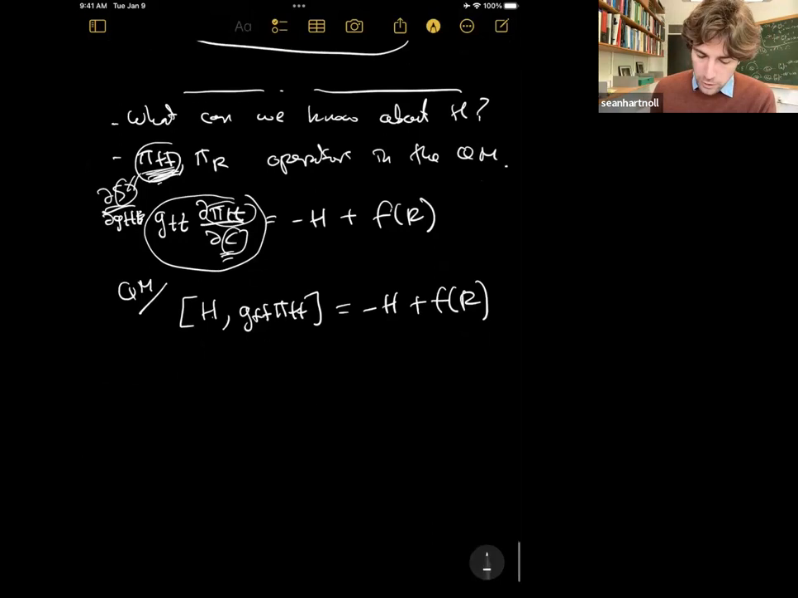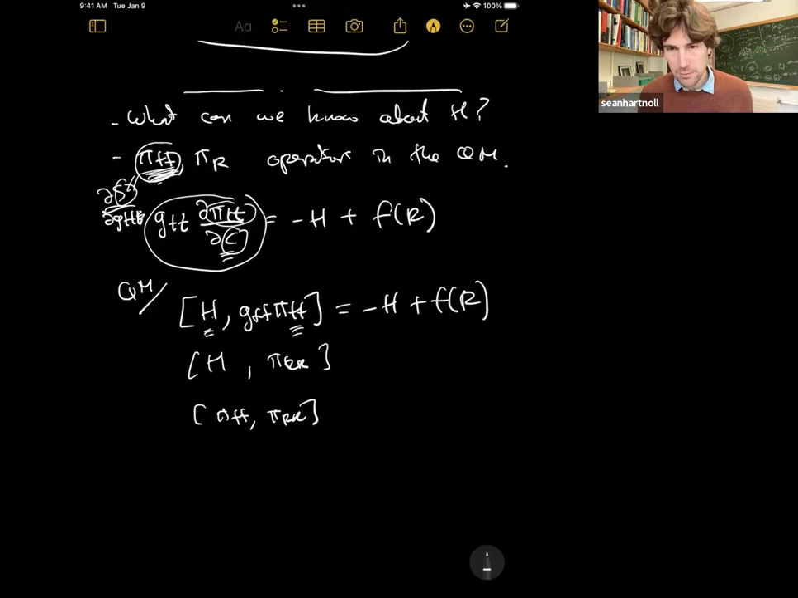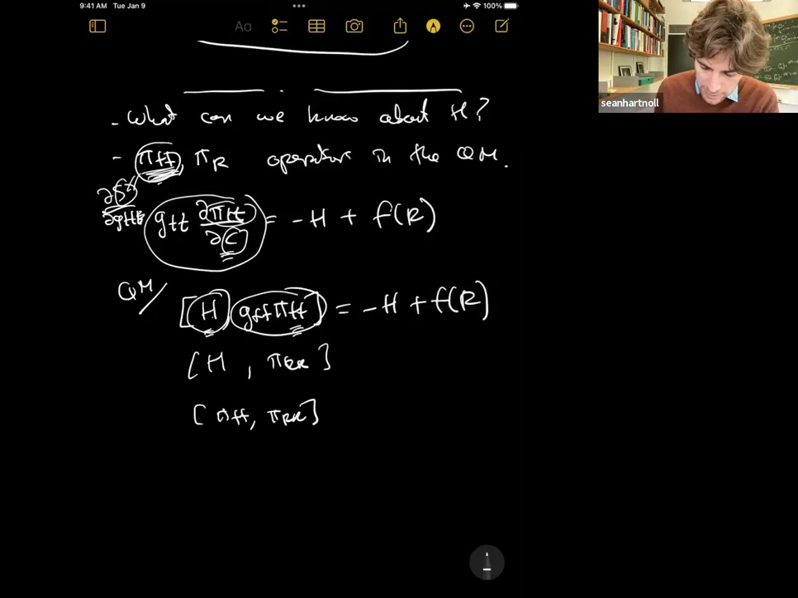And so we learned the commutation relation between H and another operator, pi tt. You can do the same thing for pi rr. And then there's one more commutator that's missing. I'm going to be very brief here. The commutator of pi tt and pi rr, you can basically get from the Jacobi identity with some simple guess. It turns out that the algebra obeyed by these operators, H, GTT, pi tt, and R, pi rr, turns out to be the following.